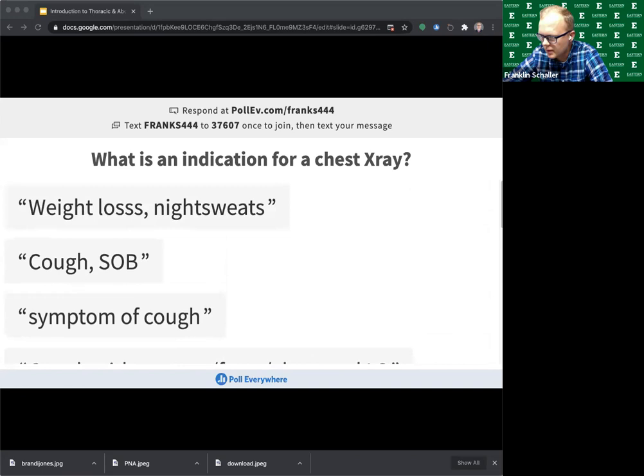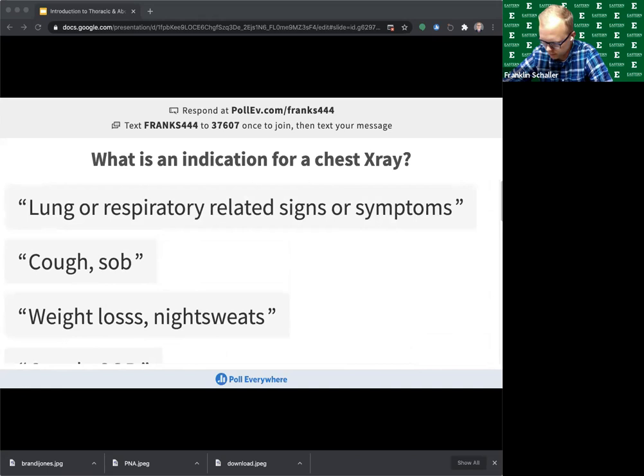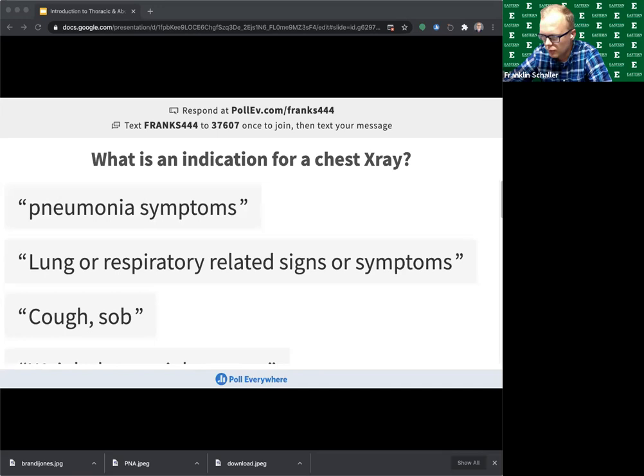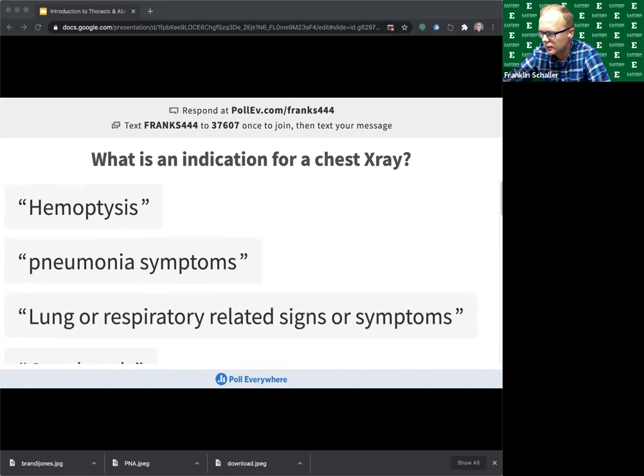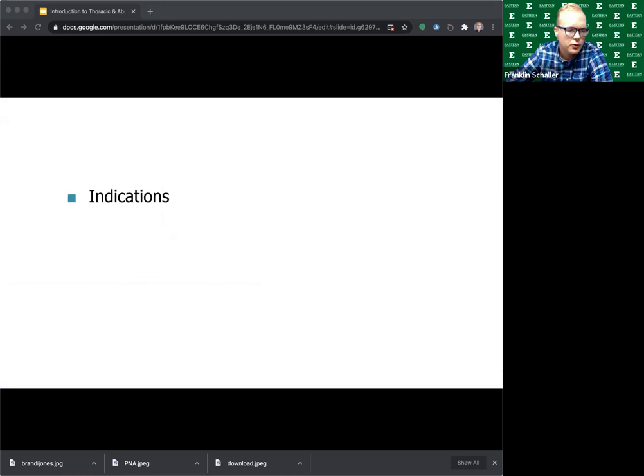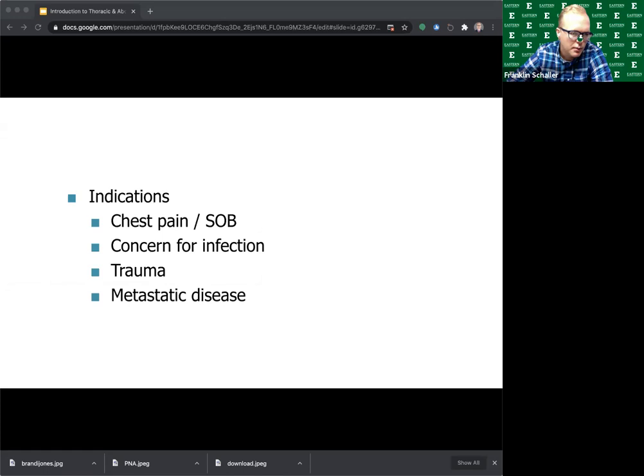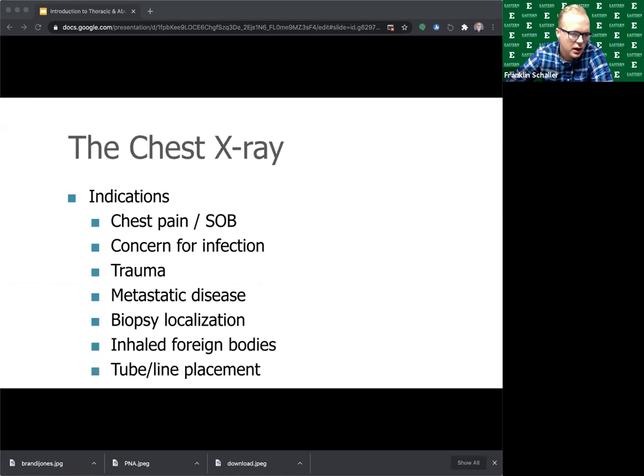Getting lots of good response from you guys. Lots of cough, shortness of breath. Any lung-related symptoms? Pneumonia you're worried about? These are great responses. Hemoptysis, coughing up blood. So those were great responses, guys. So indications from my end: any chest pain or shortness of breath, you have a concern for infection, perhaps trauma, metastatic disease, biopsy localization, inhaled foreign bodies, and maybe tube or line placement.